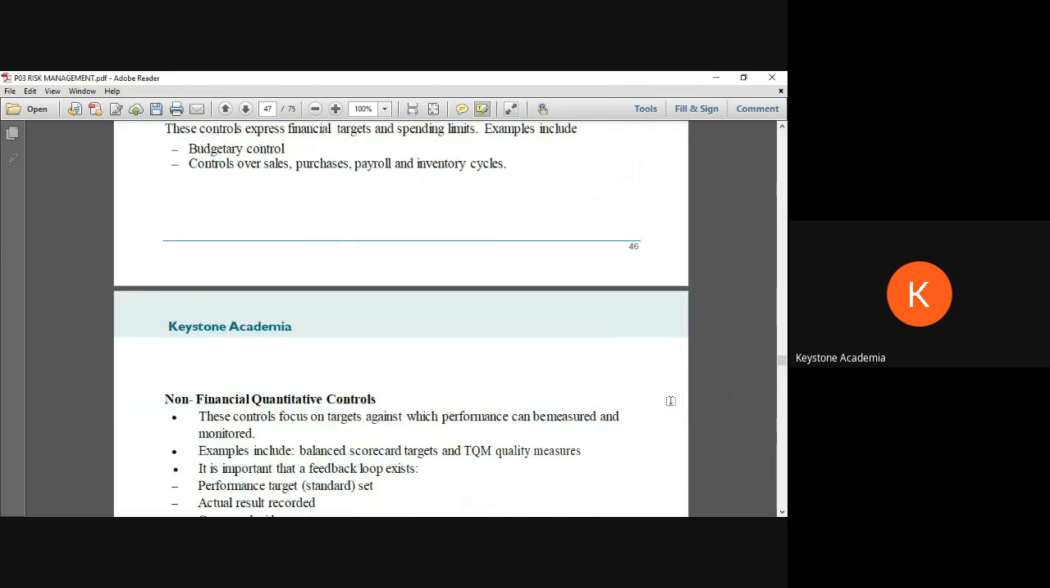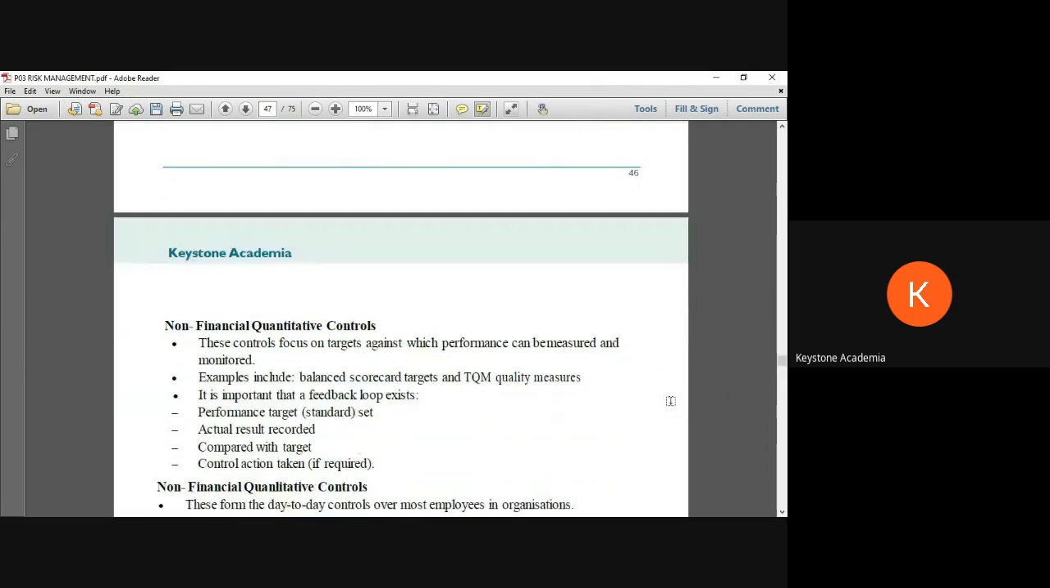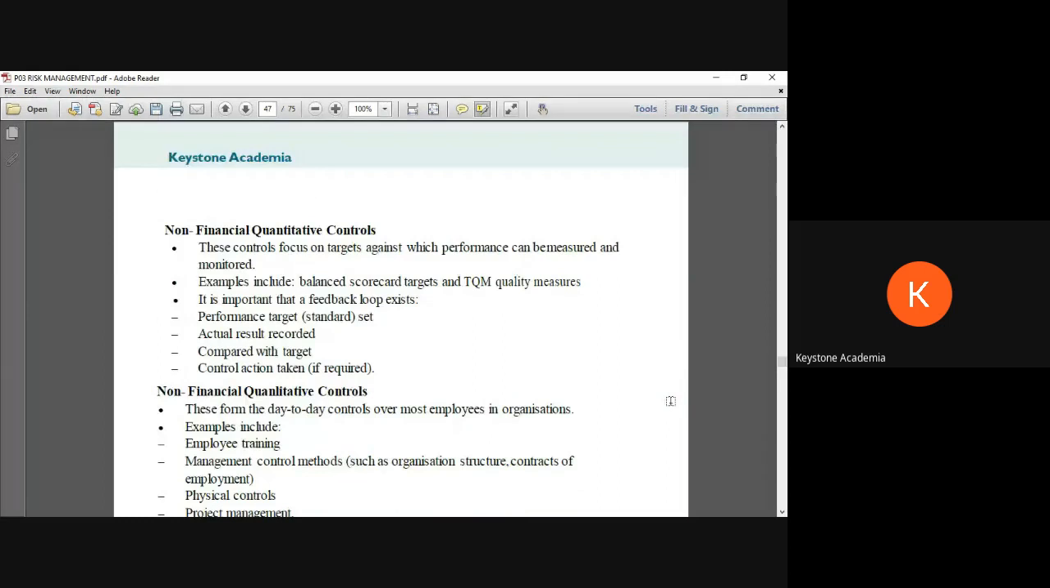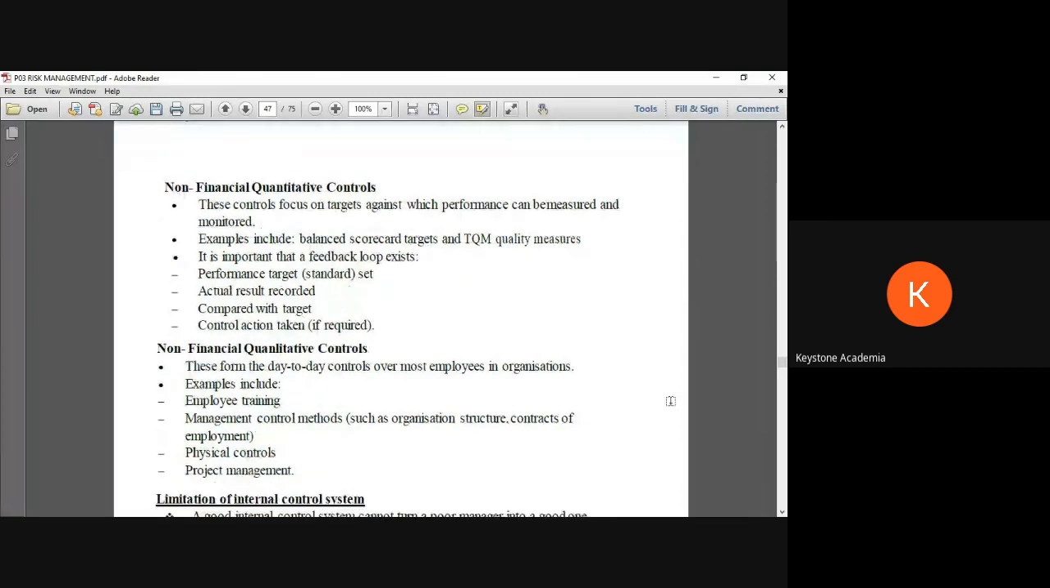Non-financial, quantitative can be performance targets, actual results recorded. This is quantitative. Next, non-financial qualitative also, what employees are doing, how much training they have done. It's very difficult to do in qualitative. Employee training, control methods, physical controls, projects method, all of that.